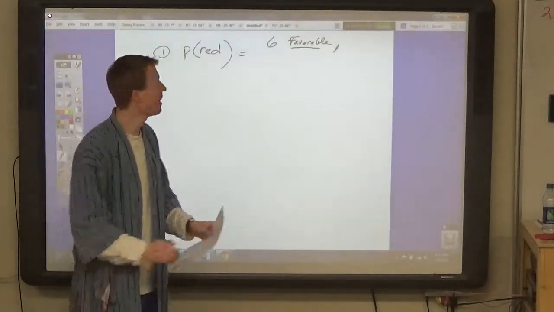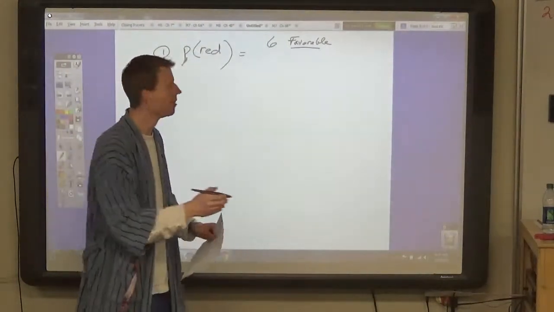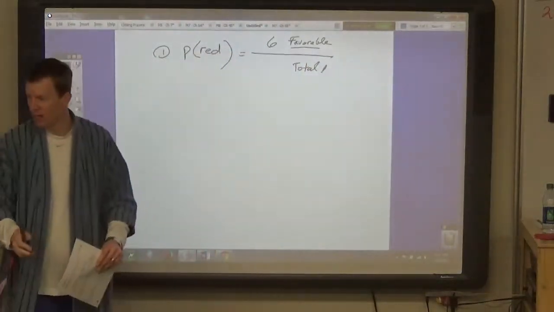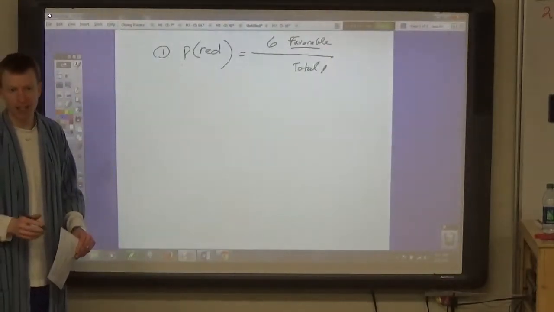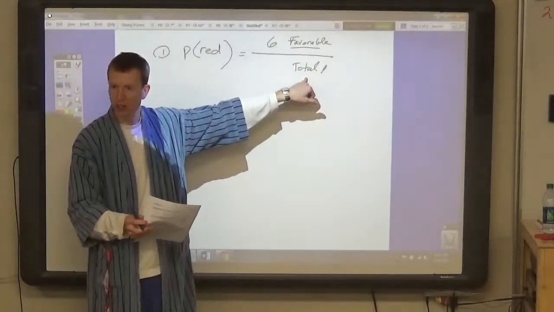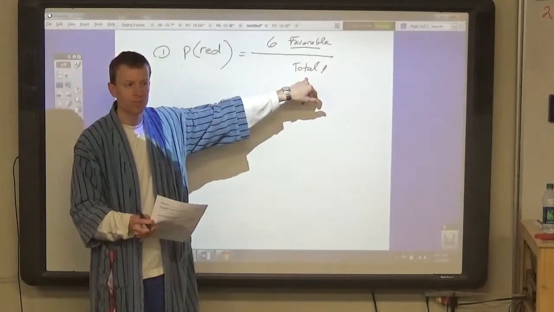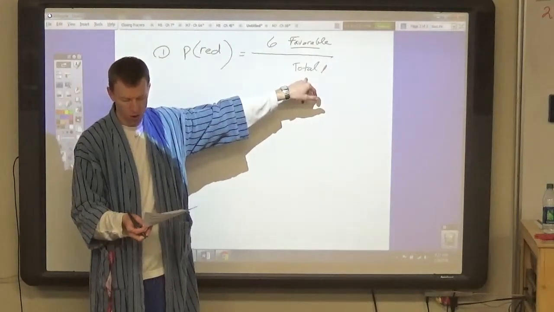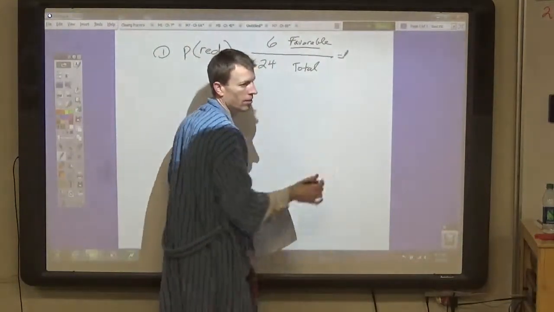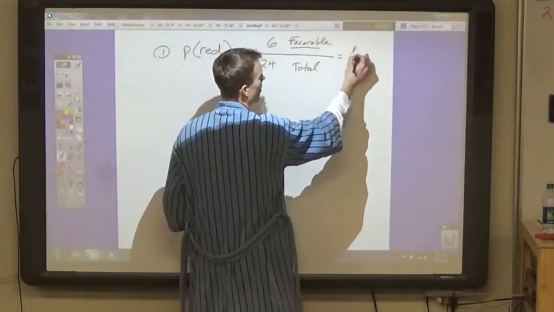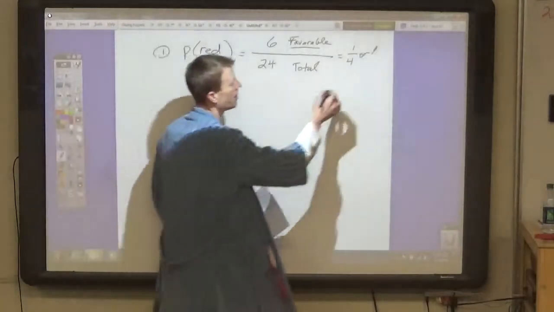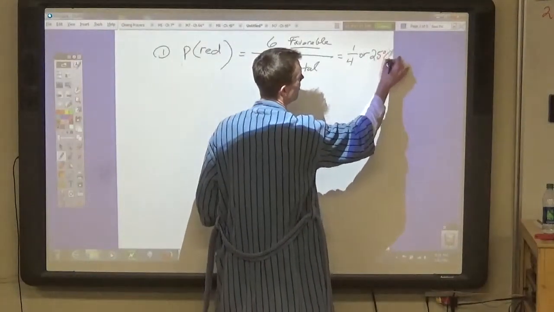Now, since we are asking about the probability and not the odds, we're not doing odds, we're doing the probability. And probability is the favorable over the total. So what's the total? 24? 6 out of 24, or 1/4, or we can also write it as a percent. 25%. 25% chance. Does that make sense?